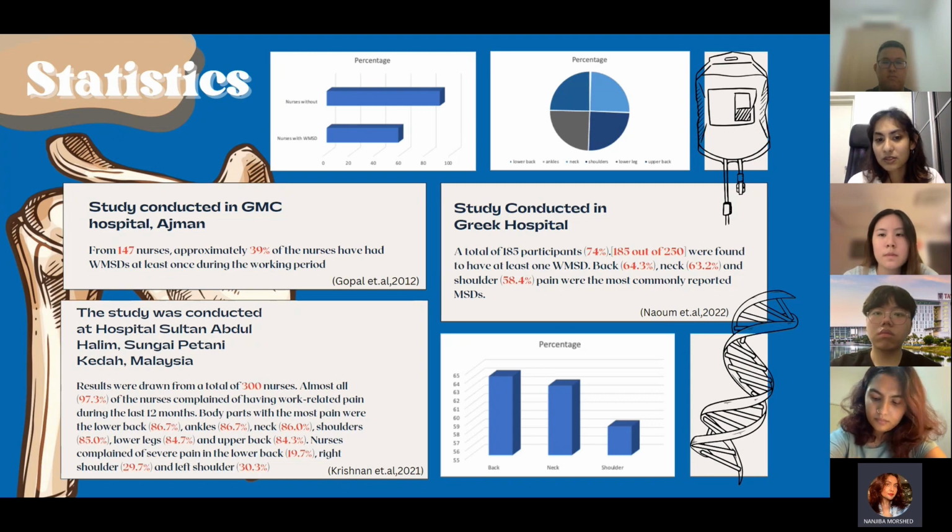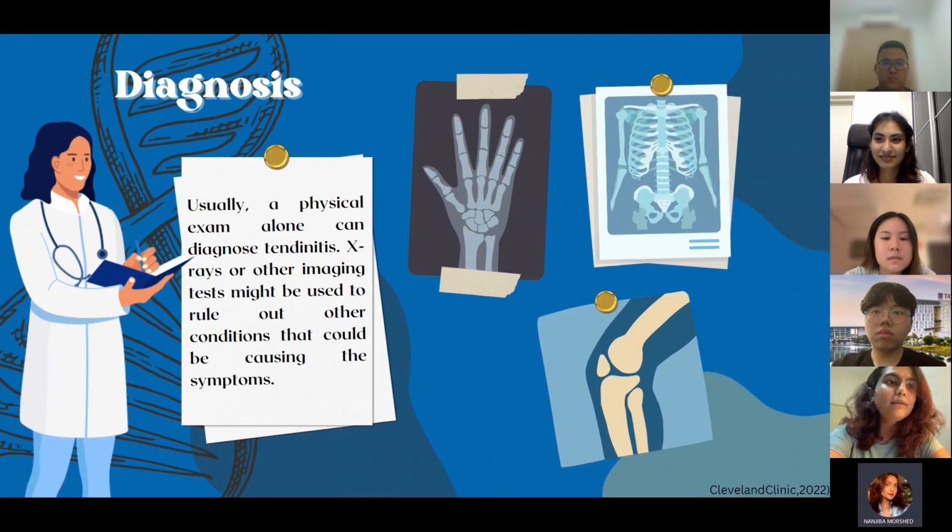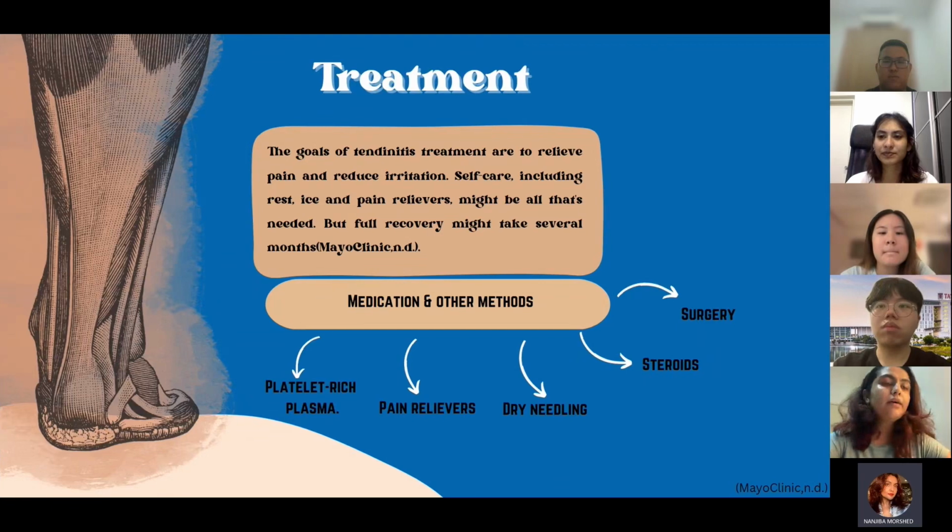Now I'll be passing the treatment and diagnosis to be explained by Najib. Thank you, Latisha. Now I'll be explaining the diagnosis and treatment. So as for its diagnosis, a physical exam should be enough, such as checking the range of motion, posture, and movement. And other than this, to be more sure, X-ray and other imaging tests can be done. So now I'll be talking about the treatment.